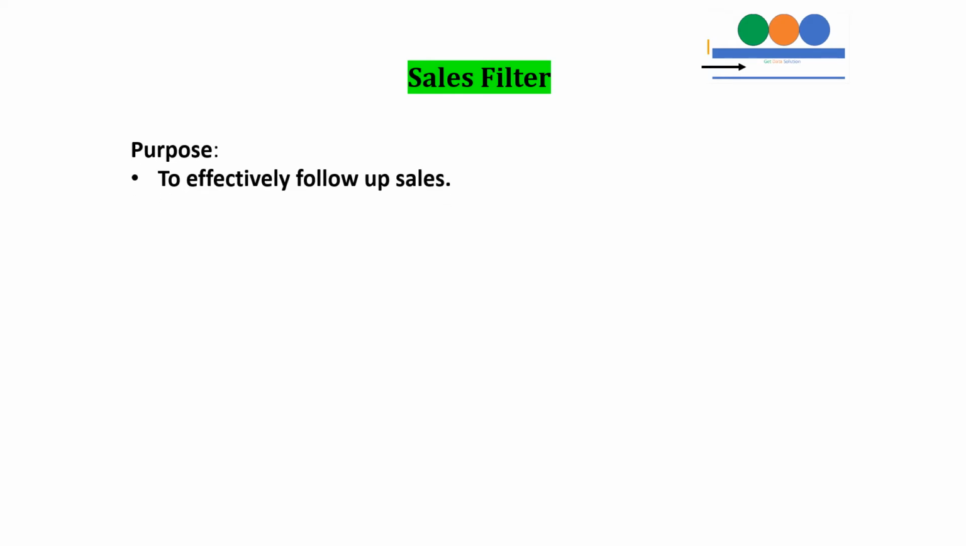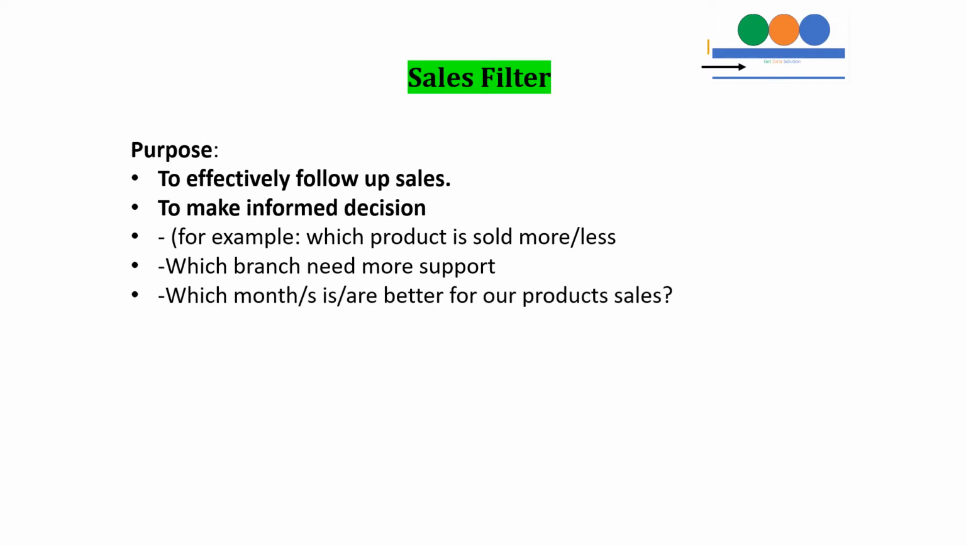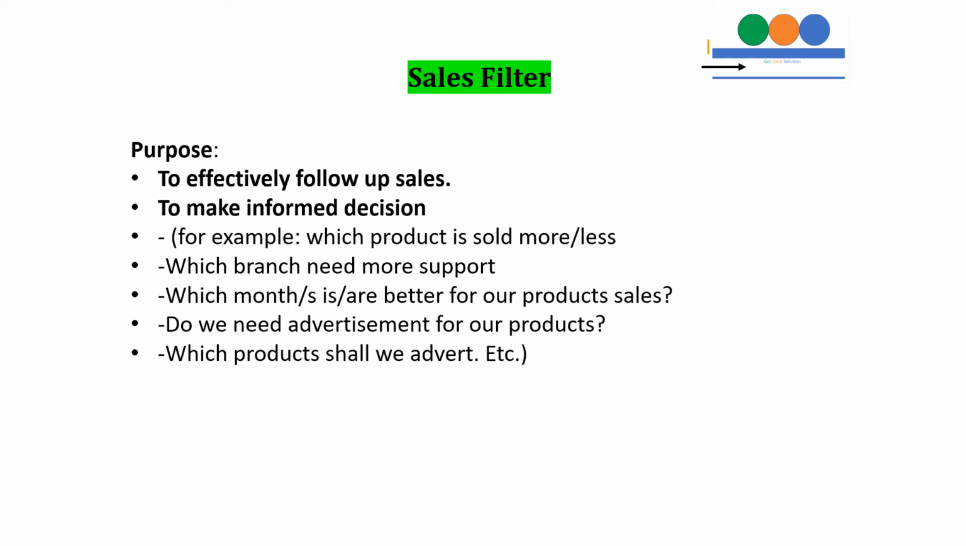And the purpose of this sales tracking system is to effectively follow up our sales, to make informed decision. For example, which product is sold more, or which products are actually the sales is less among our existing product. We know that. Which branch need more support, which months are better for our product sales, do we need advertising for our product. Those questions will be answered from the data we generate from our sales, and we are able to make informed decision, and which product shall we advertise, and so on. So those information will be available for us, and we are able to make informed decision on our sales.